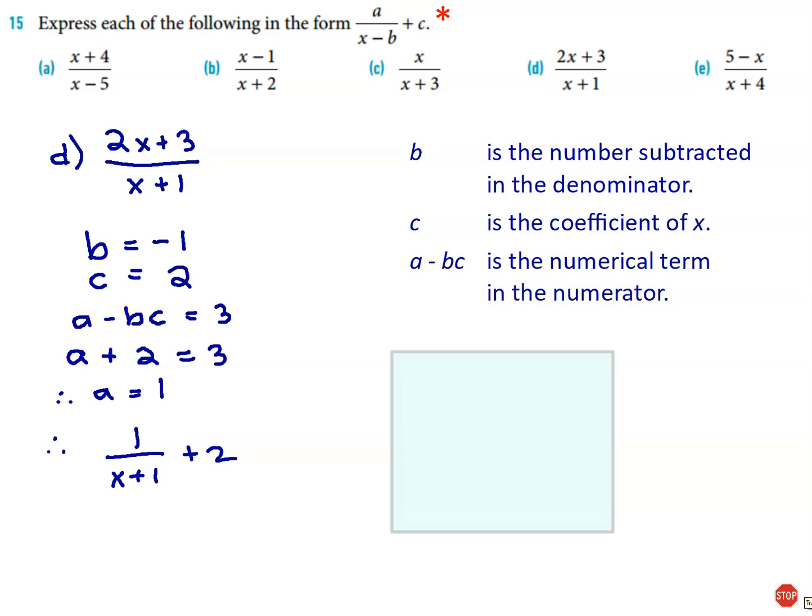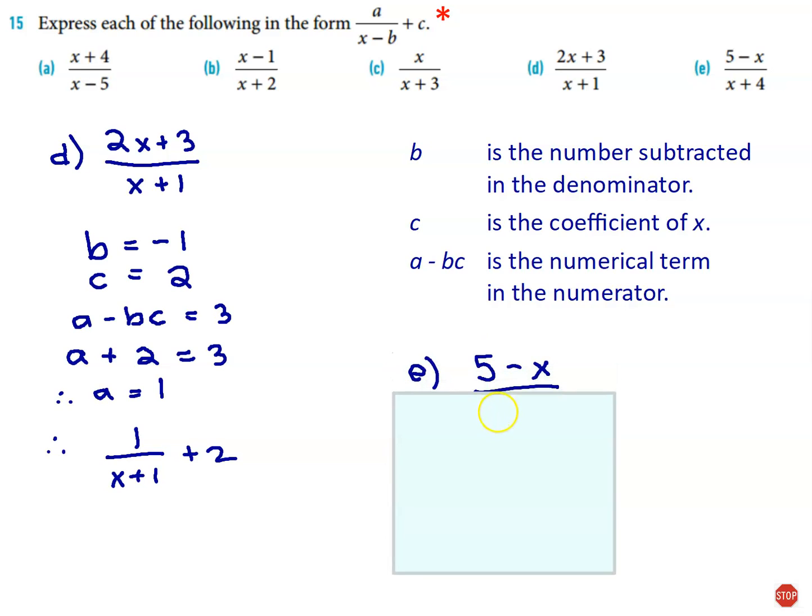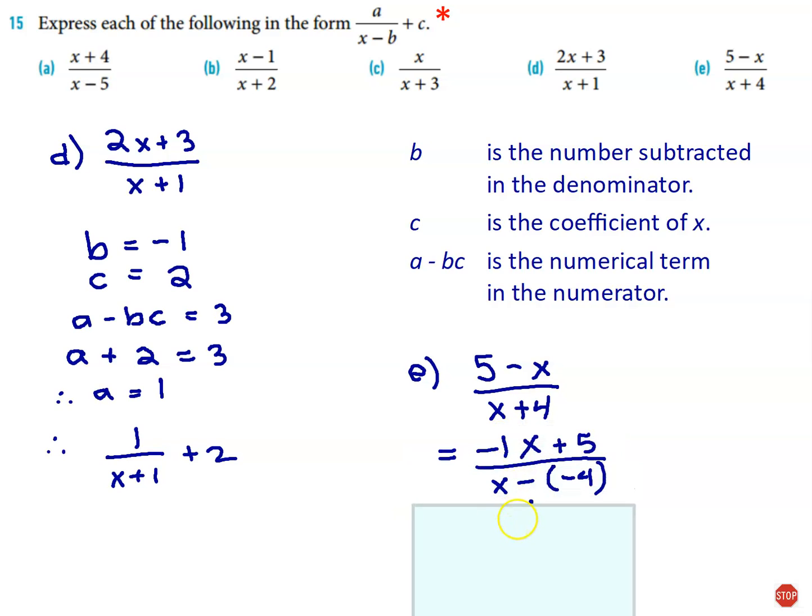Okay, you might want to try E as well on your own. Pause the video, have a go. The main thing here is first rewrite that so the x term is in front and the number is second. So you've got to rearrange the equation before you start. Okay, so I basically have rewritten that as negative 1x plus 5. And in your denominator, again, it's x subtract negative 4. So b is the number subtracted in the denominator, so b is negative 4. C is the coefficient of x, so c is negative 1.